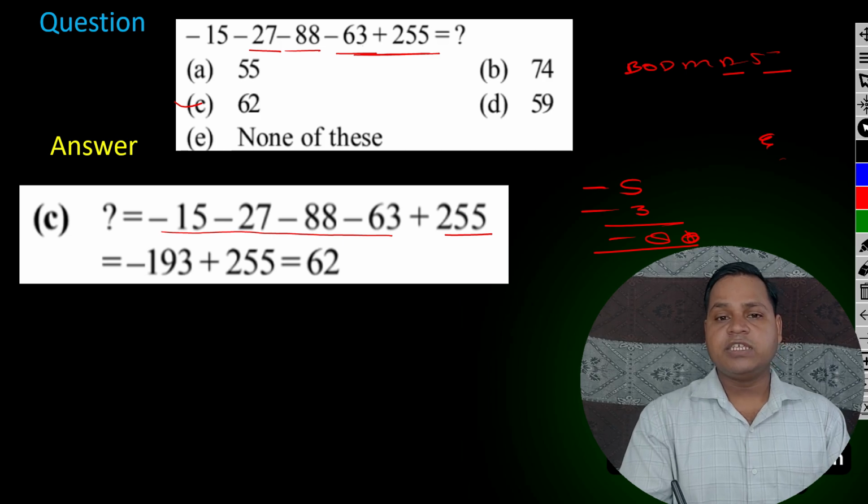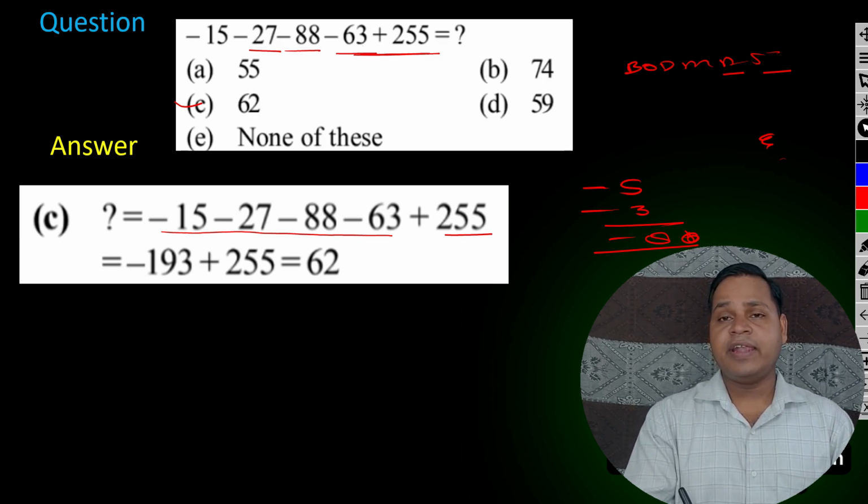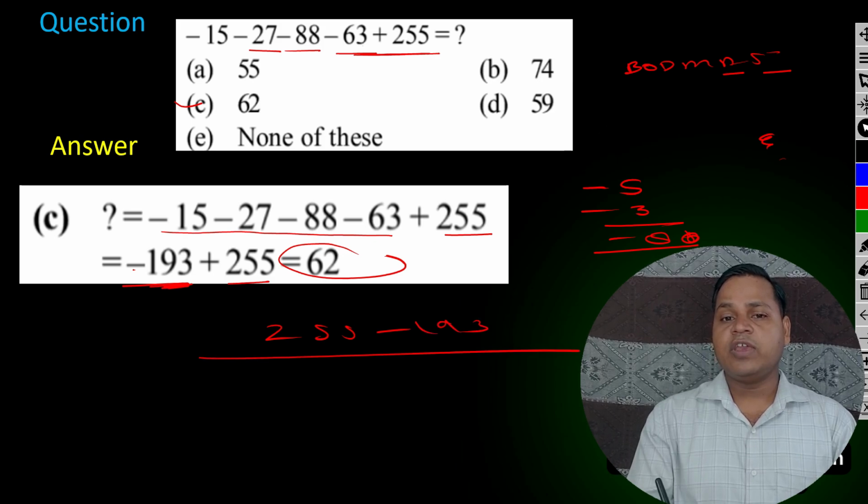So now we see this is the correct answer, because here you add 15, 27, 88, 63, and we get 193. Here there are only negative and positive signs, because there are two types of operation: addition and subtraction. So now we first do the addition, and after that we start the subtraction. So we add these and the answer comes 62 positive, because here 255 is greater. You can also write 255 minus 193. So we solve this question very easily, and according to this answer we have the correct option C.